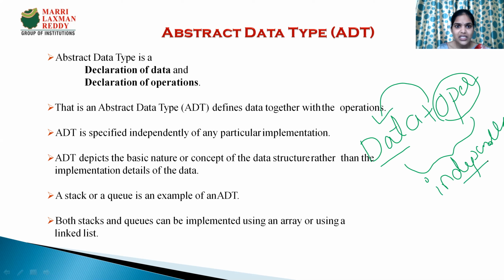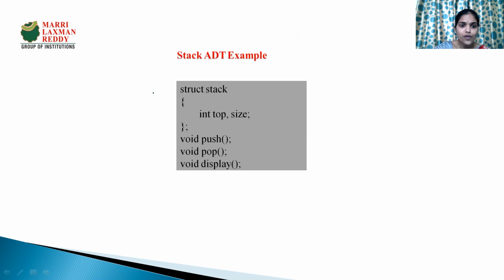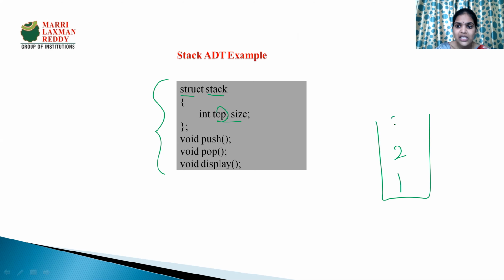And here we have the stack ADT. This is the general structure of a stack, where to declare any structure we use the keyword struct. This is the structure name for which we are declaring the structure. Here we have two members for that stack structure: one is top and the other one is size. Top is the topmost element. Whatever element we have inserted last will be referred to as the top element. Size mentions the number of values we want to insert onto the stack. And these are the operations that we perform on the stack.